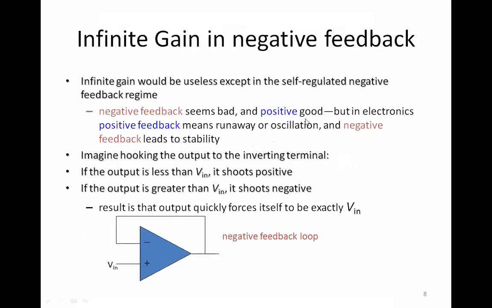Now here comes the necessity of using the negative feedback. Infinite gain would be useless except in the self-regulated negative feedback regime. So normally negative feedback seems bad and positive seems good, but in electronics, it's different. If I have a lot of positive feedback given, then there will be a lot of oscillations. Are oscillations good in a circuit? No, sir, it is not at all good. I want a stable output, right? I do not want any oscillations.